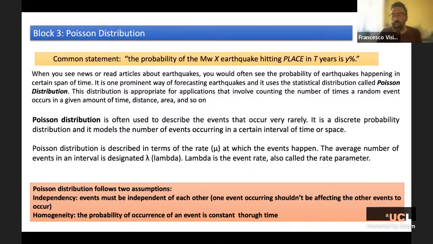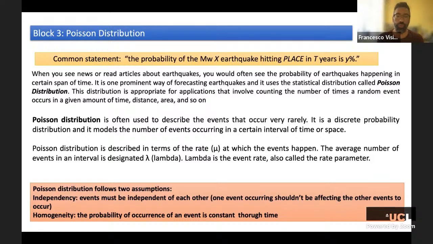The Poisson distribution. We are in block 3 because it's one of the most used distributions in our research. You always read papers and articles where you often see the probability of earthquakes happening in a certain span of time. The common statement is: the probability of a magnitude 7 earthquake hitting, I don't know, Tokyo in 100 years is, I don't know, 3%. How can we calculate this probability? Because we often use the Poisson distribution.